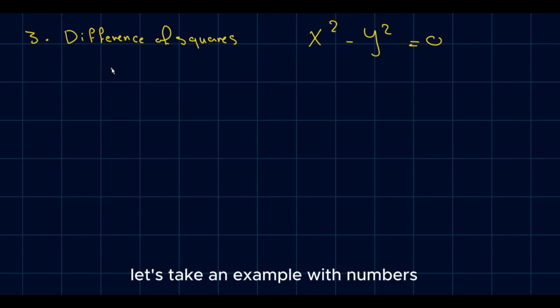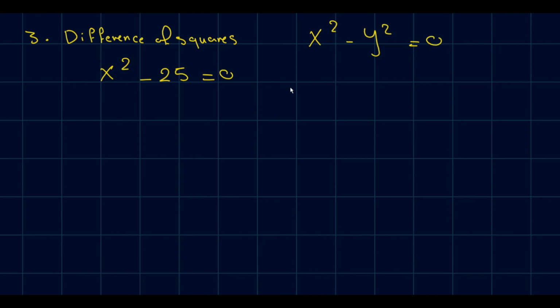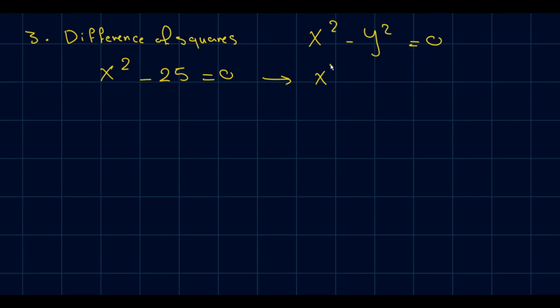Let's take an example with numbers. If x squared minus 25 is equal to 0, how do we factorize this? So let's use the basic way so we understand where it came from. Let's write this in standard form. This will become x squared minus, the coefficient for x is 0. So we're gonna have x squared plus 0x minus 25 is equal to 0.